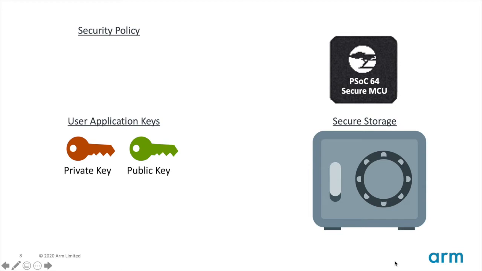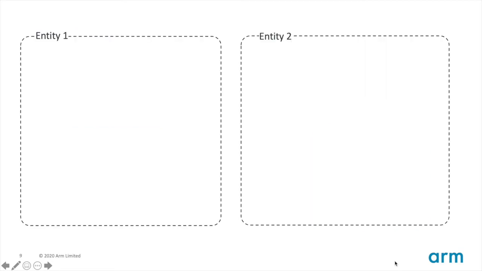Next, we generated a public-private key pair that's used in secure boot. The secure boot public key is then injected into the device, into the secure storage. And the private key will be used to sign user applications. So let's talk about the significance of public and private key pairs and what you can do with them and how we're using them in this case.